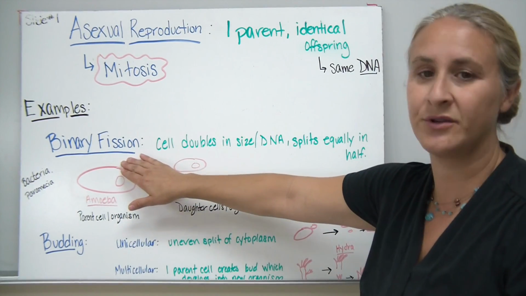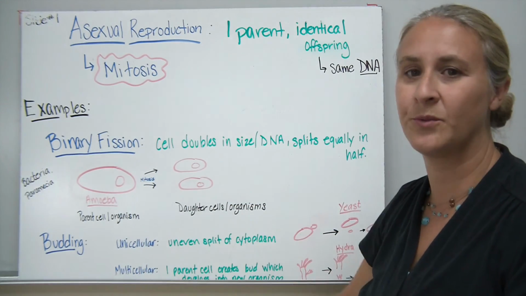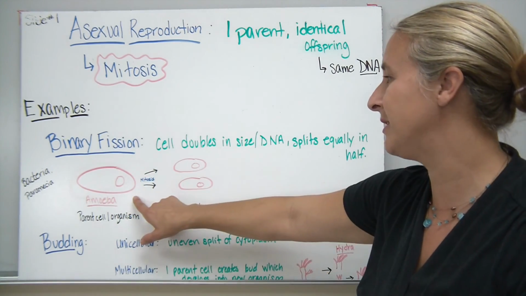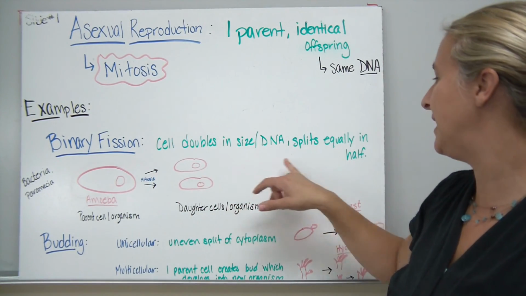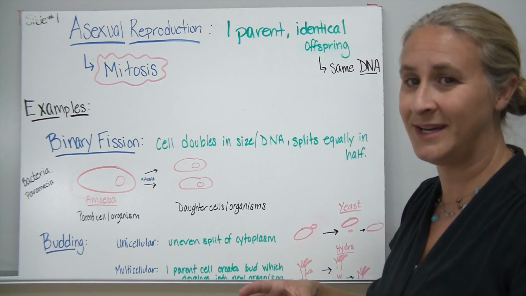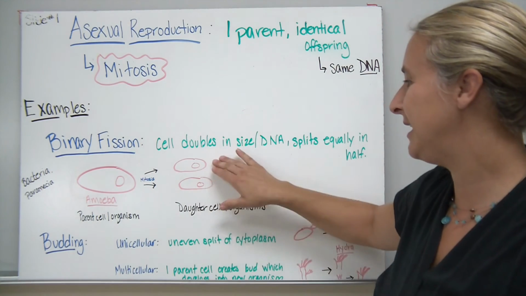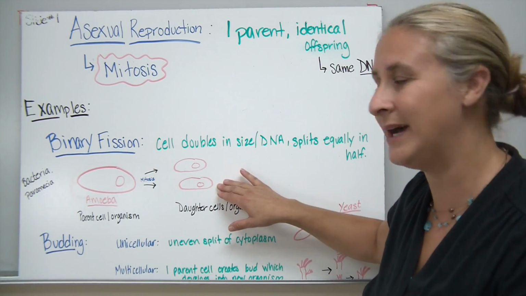Some examples include a process called binary fission. Some of you may be familiar with the prefix bi as meaning two. And that's really what happens. The cell is going to double in size, copy the DNA, and split itself equally in half. And when it does that, it's also going to divide the DNA in half so that each of the offspring gets an exact copy of what the parent had.